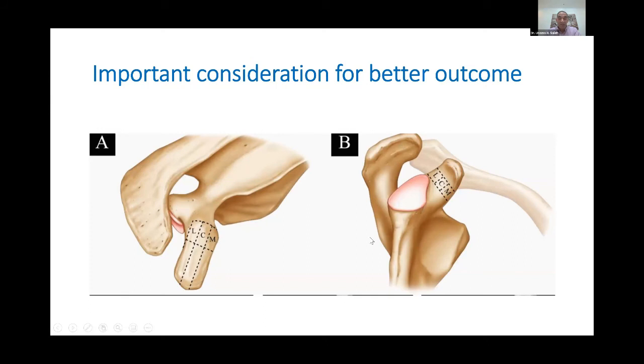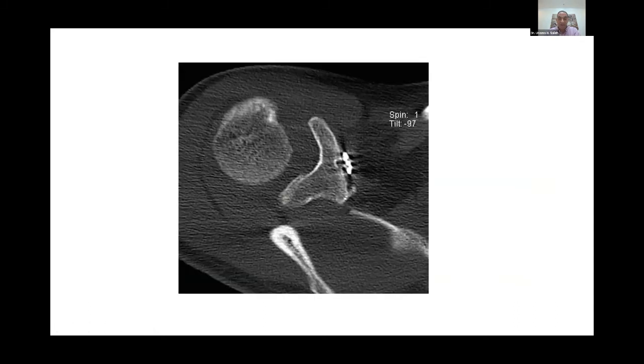Going central in the coracoid is a very important consideration as well, and we cannot ignore that. If you go eccentric like I did in one of my early cases, you will end up with failure of fixation like this one.